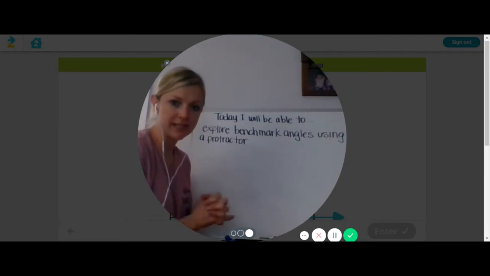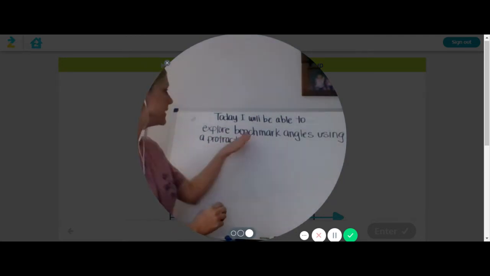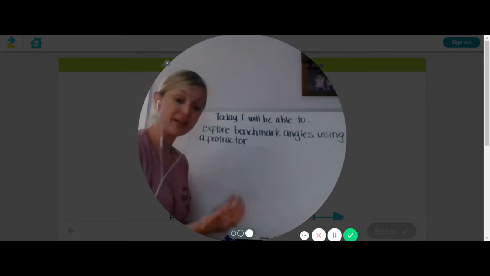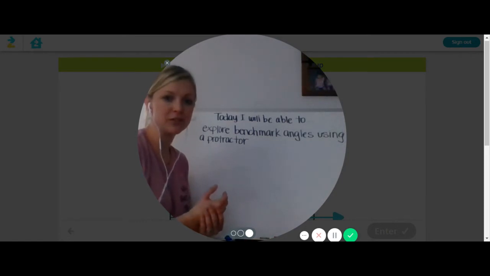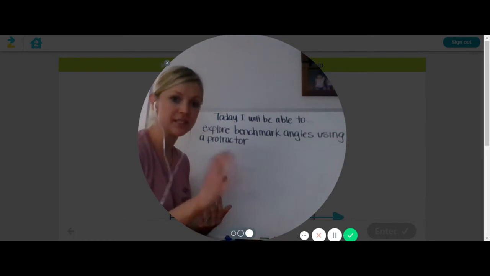Let's go ahead and begin with our objective. Repeat after me. Today I'll be able to explore benchmark angles using a protractor. Now, a protractor is a tool that we use to help measure angles and measurement. And we understand you don't have one at home, but that's okay. Today in Zearn, you're going to have the opportunity to understand what a protractor is, to see what it looks like, and to use a digital one.